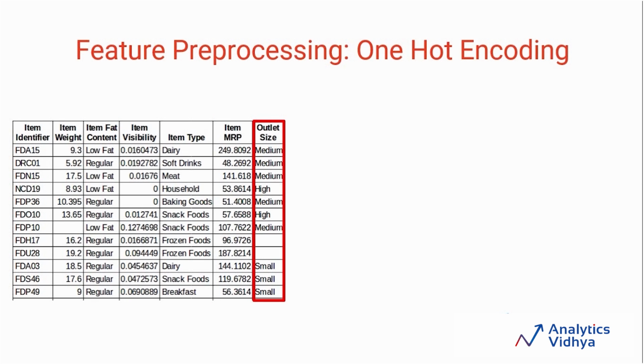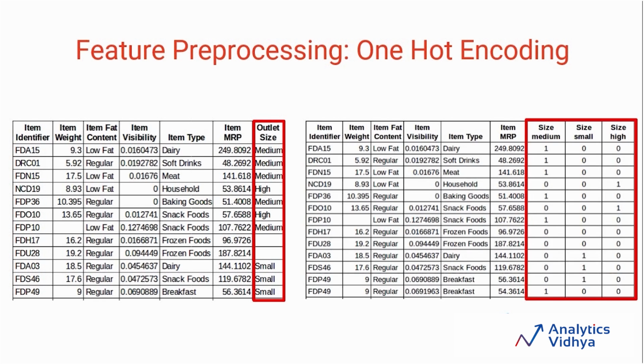Outlet size column, we can replace this outlet size column with 3 columns: outlet medium, outlet small, and outlet high. Now the first row has the outlet size medium. So we put 1 in the size medium column, as you can see here, and 0 in the other 2 columns. Similarly, we'll perform this step for the rest of the rows against the respective outlet size. Here you can see for item identifier NCD 19, the outlet size is high. So we have 1 in the size high column and 0 in the remaining 2 columns.